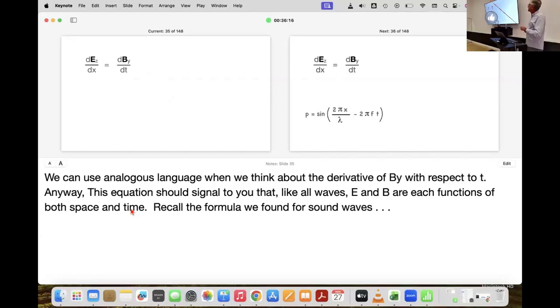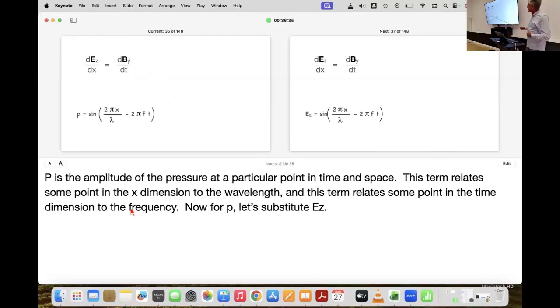So what I also want you to take note of is we're talking about these fields as functions of space and time. And we did that with sound waves. And the wave equation that we use is the same wave equation that one would use for sound waves. And this might look familiar. Remember, the pressure of the air in a sound wave is the sine of this argument, we call it. And the argument contains two terms. It includes the x variable as it relates to wavelength and the time variable as it relates to frequency.